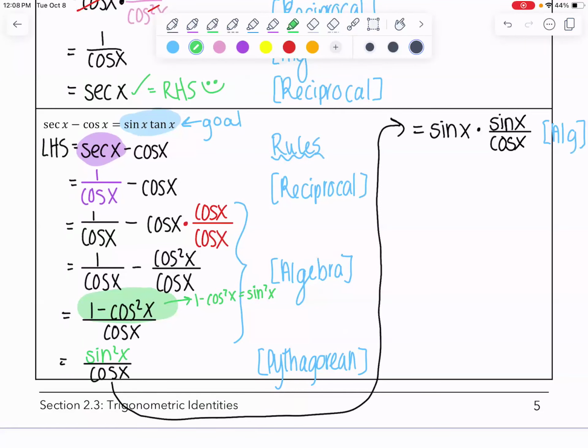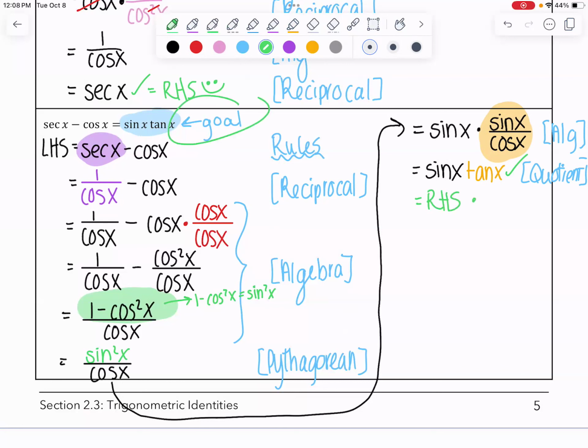This guy right here, that is tangent x. So this is sine x times tangent x. And that is by a quotient identity. And that is our right-hand side. That is what we wanted. That is our goal. And so we are obligated to put a smiley face. Yay, we did it. All right, let's do more.